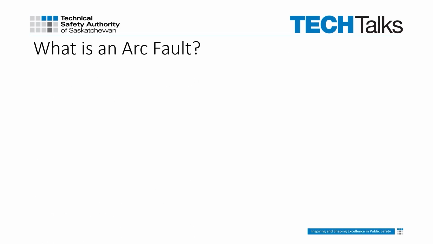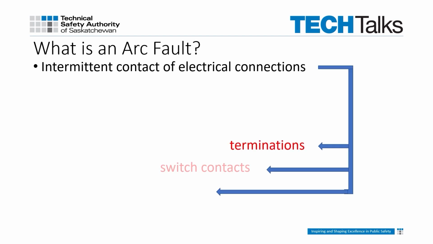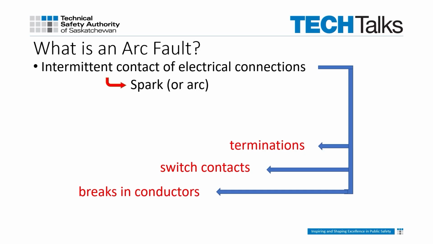Everyone wants to know, what is an arc fault? Why the extra expense and effort for something that wasn't even a thing in the 1990s? Yes, some of us got our ticket before the year 2000. Here's the lowdown. An arc fault is when electrical connections, think switch contacts, wire terminations, and breaks in conductors, spark or arc due to intermittent contact. The arcing and sparking causes heat, which breaks down conductor insulation and presents the opportunity for fires.